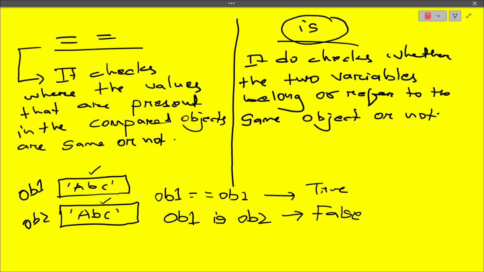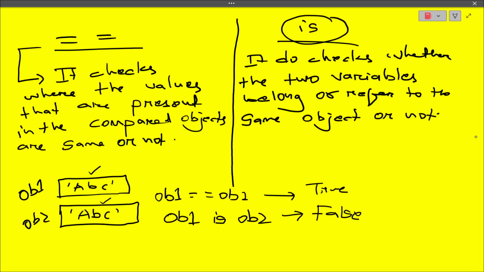The reason is they have different objects. Okay, they refer to different objects. Even though the values are same, they are present in different objects. That is the reason why by using is you will get the answer as false.